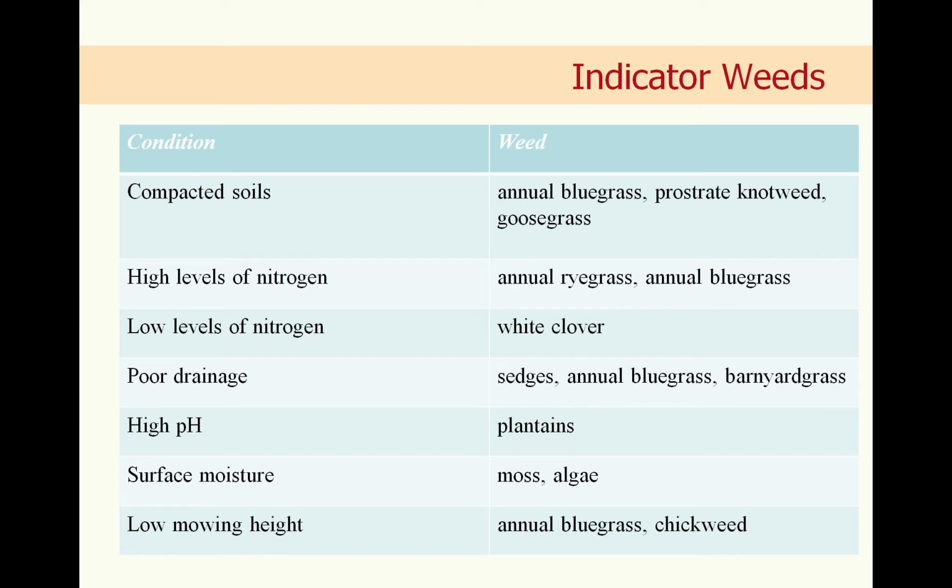Oftentimes, the presence of a specific weed can indicate an underlying problem in a turf. For instance, areas that have highly compacted soils will often be invaded by prostrate knotweed. In areas that are deficient in nitrogen, a legume such as white clover would likely be established. When pH is higher than optimum, broadleaf plantain populations can increase.